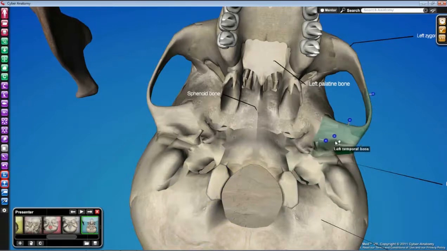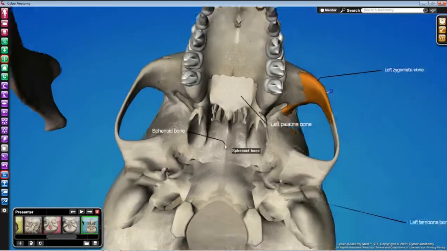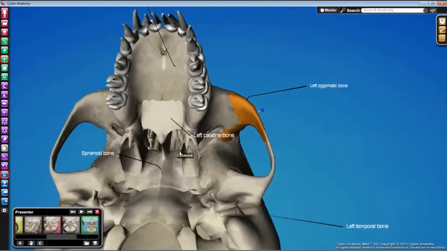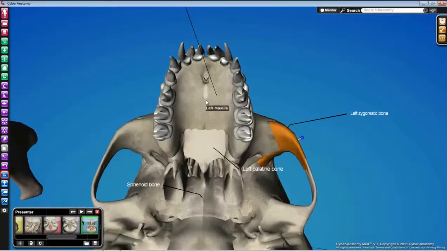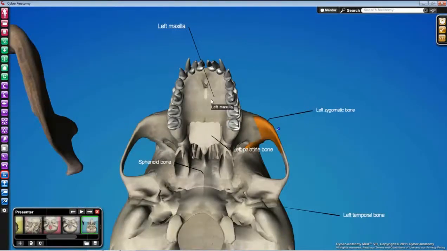Temporal bone has this part of the zygomatic arch, and then the zygomatic has the other. So you should be able to see where you can separate the zygomatic arch into those two parts. And then if you turn towards the oral region, there's obviously the maxillary component of the palate, and then the palatine bone part of the palate.